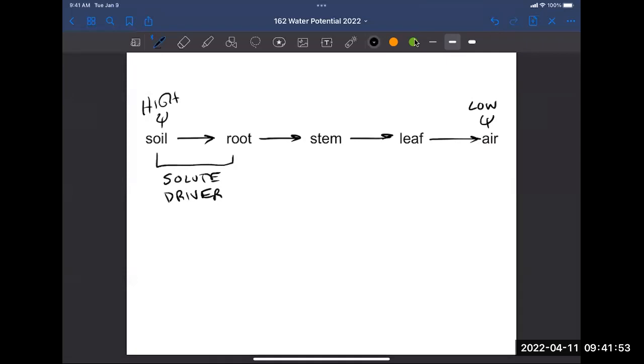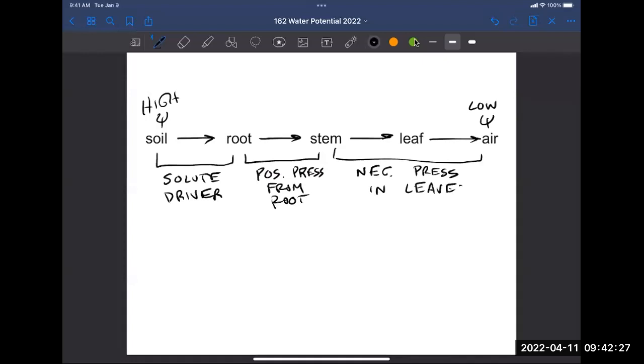This is solute driven. From the root up into at least the lower part of the stem, that is positive pressure from the root that's creating that. So positive pressure from the root. And then the rest of it here, which is for our big tree most of the distance, this is created by negative pressure in the leaves.